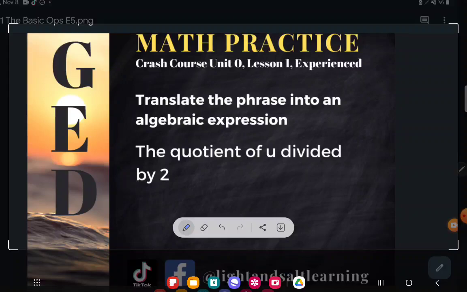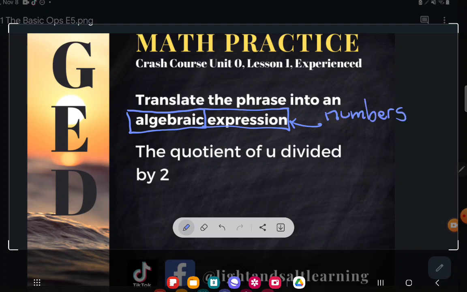It says, translate the phrase into an algebraic expression. I want you to write it as an algebraic expression, and that might look like a confusing word, guys, but an expression is just some combination of numbers and/or operations like plus signs, minus signs, multiplication, division, that kind of stuff. And it's an algebraic expression, so we might also see variables, letters that stand in for unknown numbers or numbers that are able to change. So that's literally all we're doing.